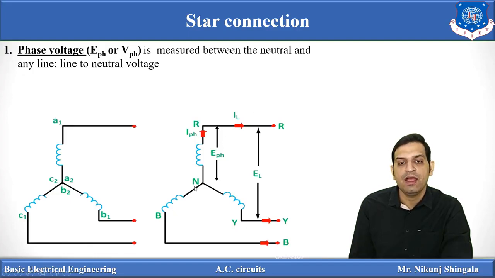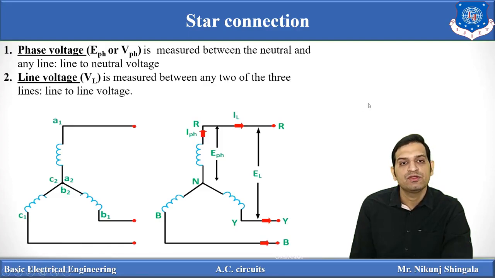So this is a line R, it is measured between R and N. So this is nothing but the ERN. If phase voltage is measured between Y and N, then it will be EYN. If it is measured between B and N, it will be EBN. So there are three phase voltages: ERN, EYN, and EBN.